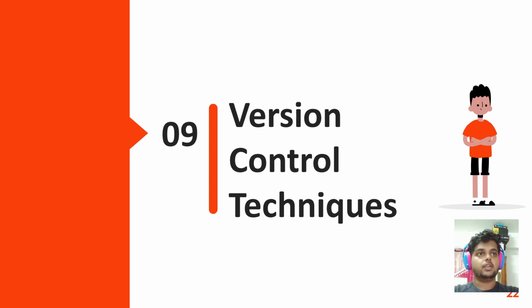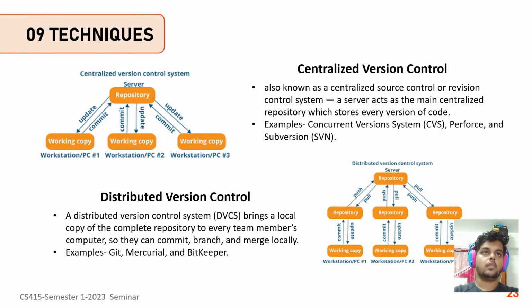Moving on, we'll be talking about version control techniques. There are two version control techniques: centralized and distributed version control. Centralized version control is also known as a centralized source control or revision control system. It is a server that acts as the main centralized repository which stores every version of code. Some examples are Concurrent Versions System, which is CVS, Perforce, and Subversion, which is SVN.